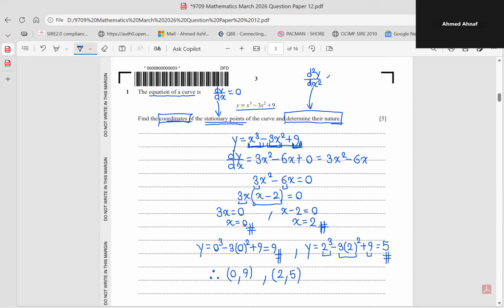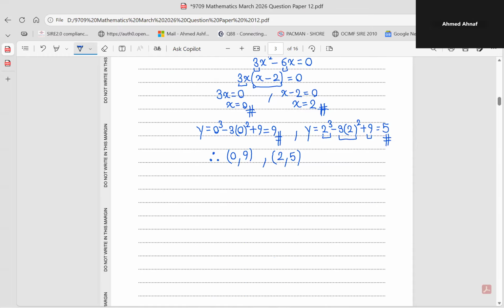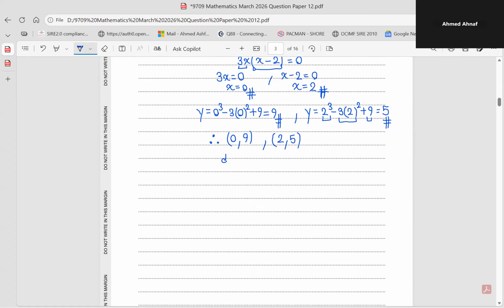If you get less than 0, you get a maximum point. Sorry, I misspoke earlier. Less than 0 gives a maximum point, and more than 0 gives a minimum point. So this is all you have to know for determining the nature. So let's begin. Let's find our d squared y over dx squared, the second derivative.